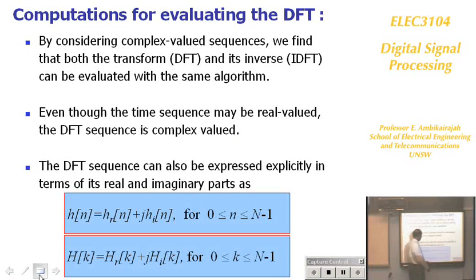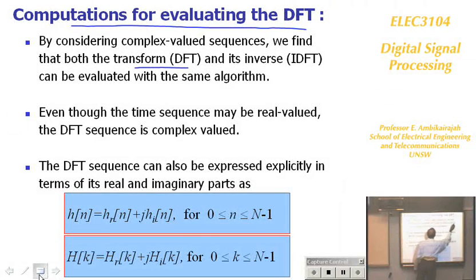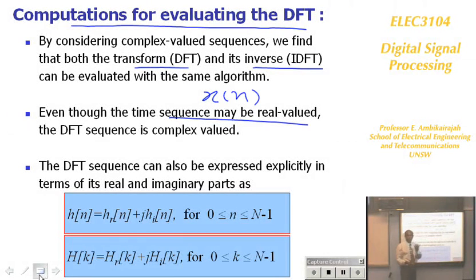The last part of the DFT is computations for evaluating the DFT. Remember, we talked about it. DFT is the normal technique, inverse DFT is the normal technique. It assumes that the sequence may be real, as in a real signal, which will have real values. Or it could be complex, it doesn't matter. Mathematically, both are possible. So we could assume our signal h[n] is real as well as complex.